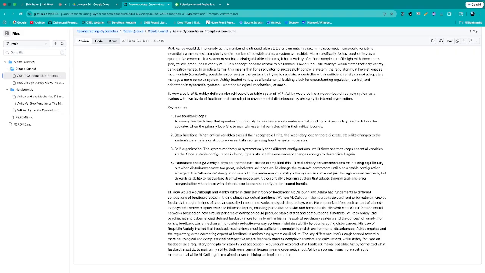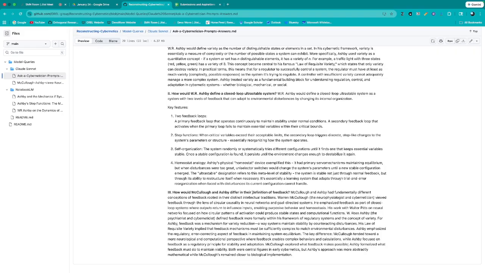W. Ross Ashby, the psychiatrist and cyberneticist, defined feedback more formally within the framework of regulatory systems and the concept of variety. For Ashby, feedback was a mechanism for variety reduction, a way systems maintain stability by counteracting disturbances. His law of requisite variety implied that feedback mechanisms must be sufficiently complex to match environmental disturbances. Ashby emphasized the regulatory error coding aspect of feedback in maintaining systems equilibrium.